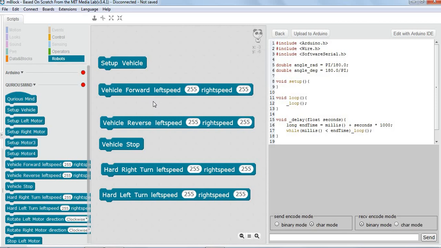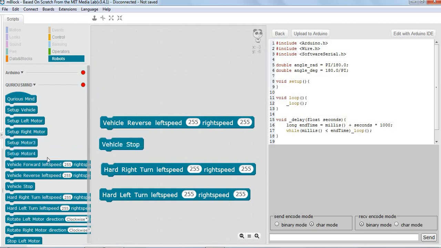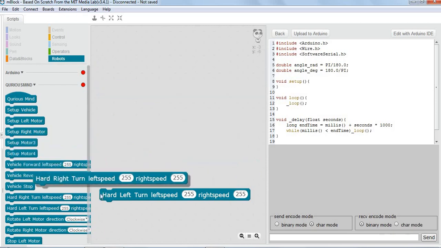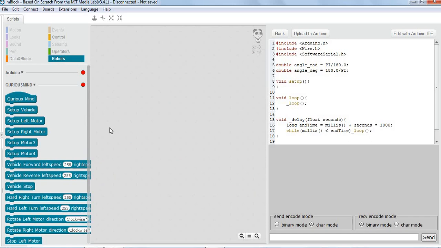So how is that done? For that, this year we will use single motor commands. So we will not use these. This year we are going to use left motor and right motor separately.